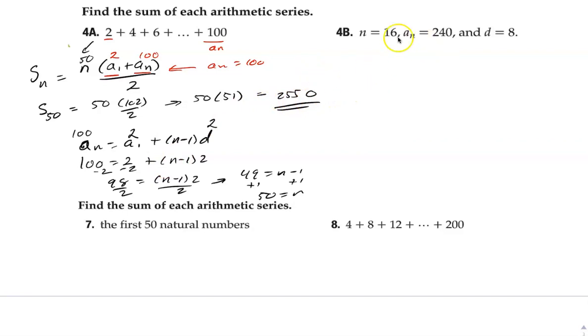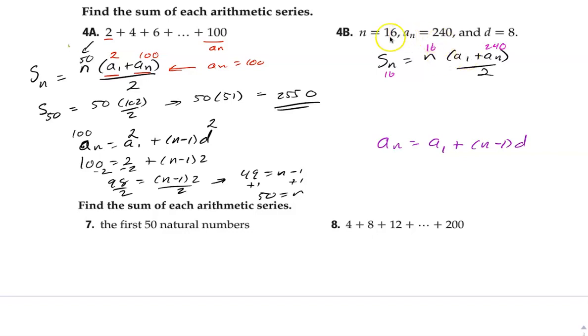Let's do the next one here. N, A_N, and D. So use the formula, the normal one. Plug in what we know. I know A_N is 240. I know the common difference is D, which doesn't help me here. I know N is 16. That's nice. But again, I'm missing something. I'm missing A1. So anytime we're missing something, you go back to the original equation and plug in what we do know.